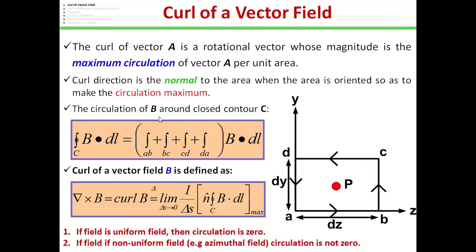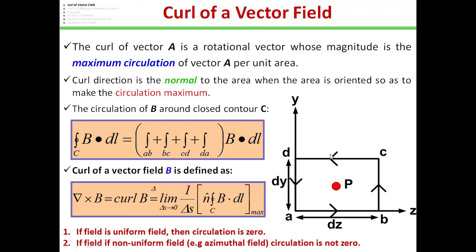The circulation of B around the closed contour C is defined as the integral of B dot dl over the closed contour C, which is equal to B dot dl over the AB path, plus B dot dl over the BC path, plus B dot dl over the CD path, plus B dot dl over the DA path. So in this figure we have a closed contour A, B, C, D, A, and the circulation in this closed loop is happening from A to B, B to C, C to D, D to A.